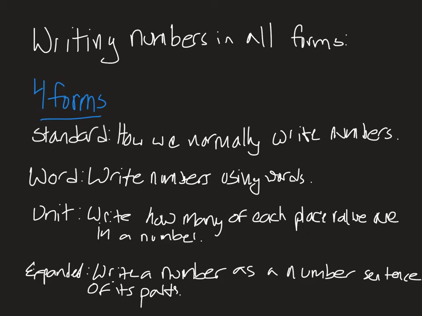So today we're looking at writing numbers in all forms. So let's do a quick review of our four forms that we talked about in class. The four forms we have for writing numbers in base 10 are the standard form, which is how we normally write numbers, word form, where we write our numbers using words, unit form, where we write how many of each place value we have in a number, and expanded form, when we write a number as a number sentence of its parts. Let's go ahead and look at a couple examples.